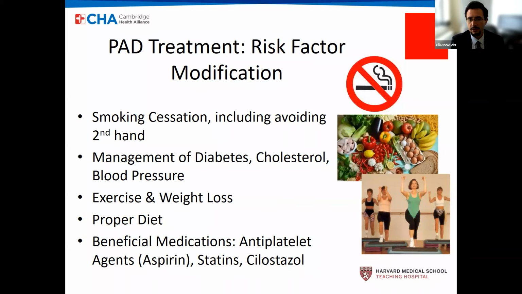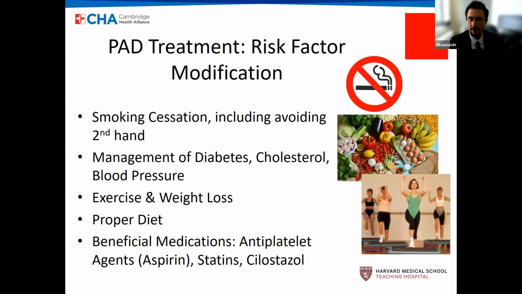If our blood pressure is not well controlled, we want to address that, whether it be with dietary changes, salt restriction, and or medication. Exercise and weight loss is very important. Proper diet, which we mentioned. And there's some medications which have been found to be beneficial in patients with peripheral arterial disease. That could include antiplatelet agents such as aspirin.